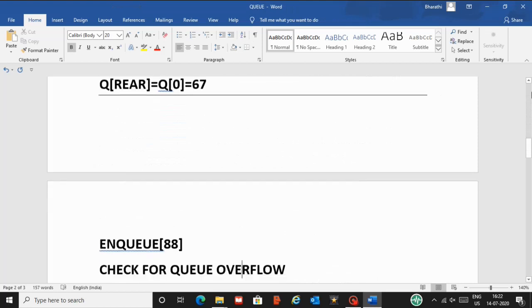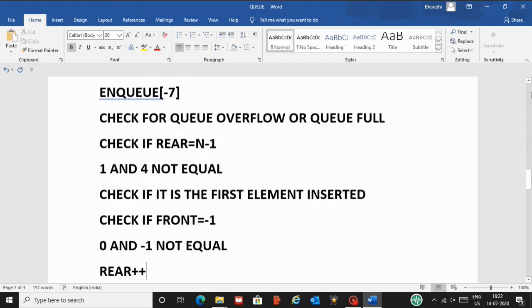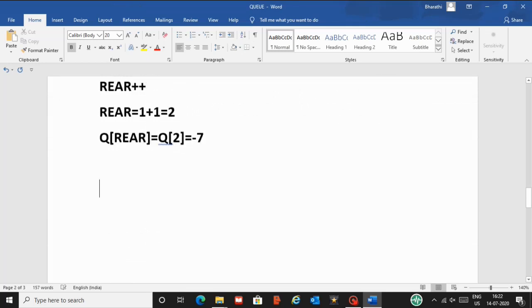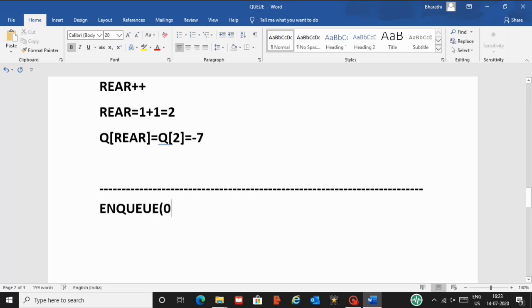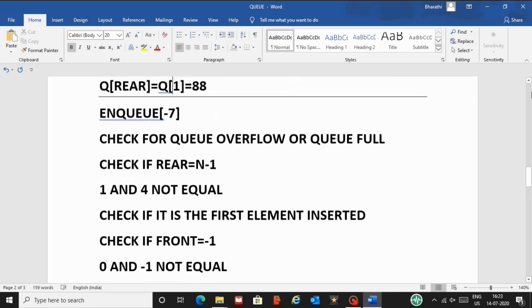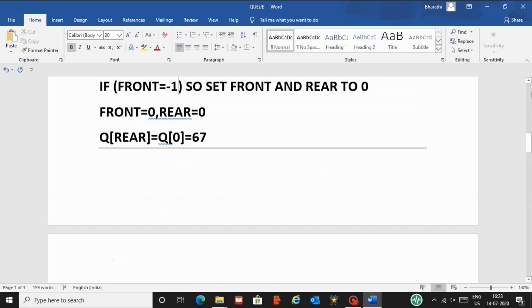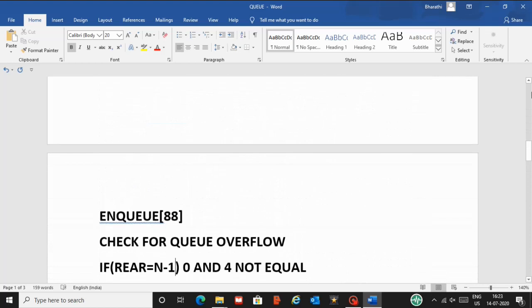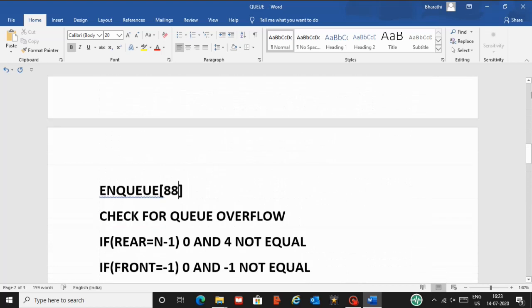Now we'll do one more insertion. Hopefully you have understood this, because if you understand this, it is very easy to write the algorithm. So I will say ENQ. I want to insert now 0. Let it be 0 to be inserted. I want to insert an element 0 at the location. I will be inserting 0 at the location.